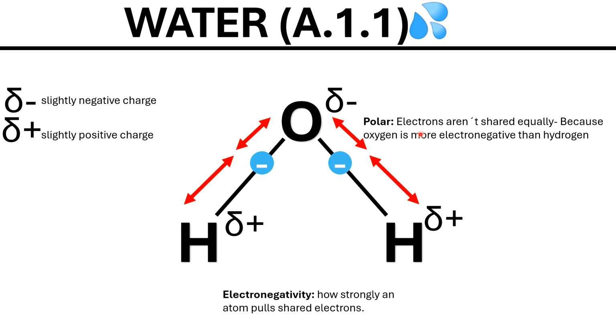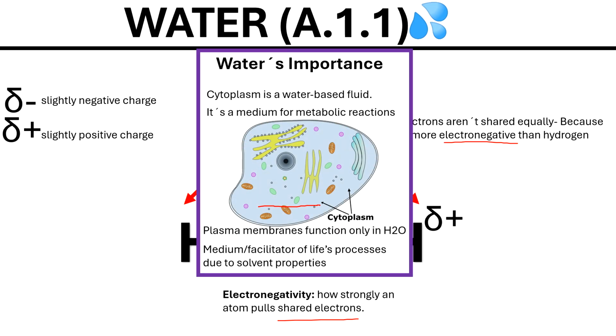And have in mind that this is because the electrons are unequally distributed, because the oxygen is more electronegative. Because it's more electronegative than hydrogen, that's why the electrons are closer to it. Electronegativity is how strongly an atom pulls shared electrons. Moving on, water is also a covalent bond because it's between non-metals. Oxygen is not a metal and neither is hydrogen.